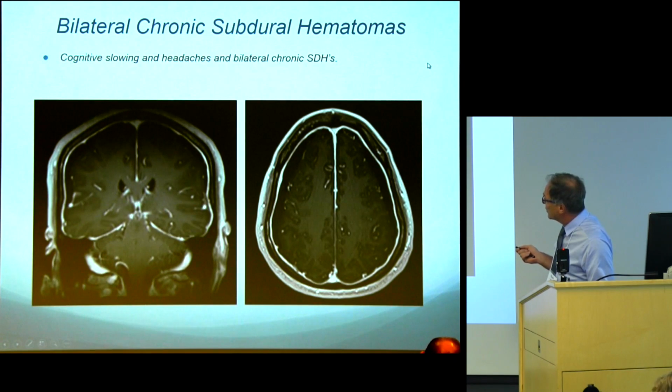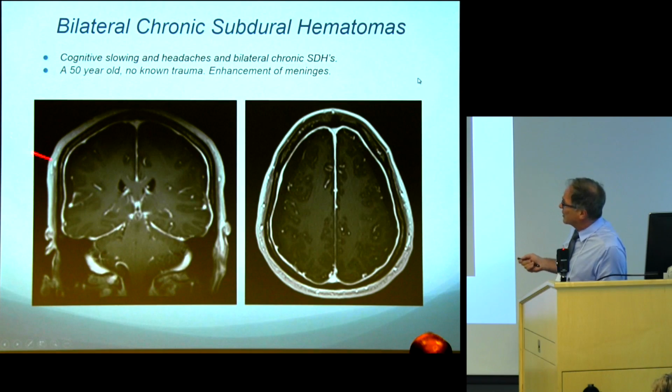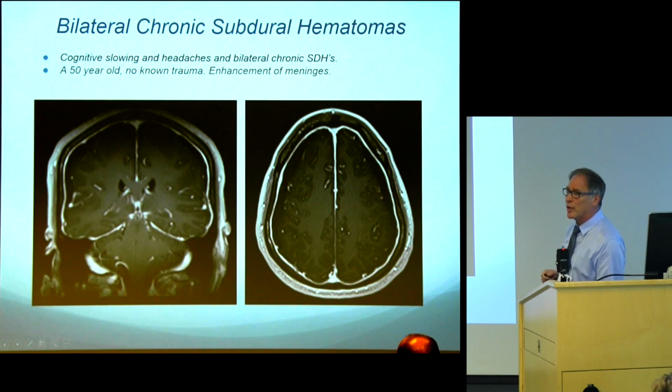Let me see if I get to the next picture here. Oh, yeah. So this is a 50-year-old, not a very old man. He doesn't have an atrophied brain and no known trauma, and as you see here, the white lines around, this is an enhanced MRI, he has enhancing membranes, all indicating low intracranial pressure.